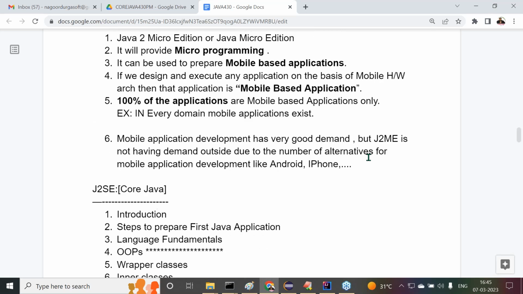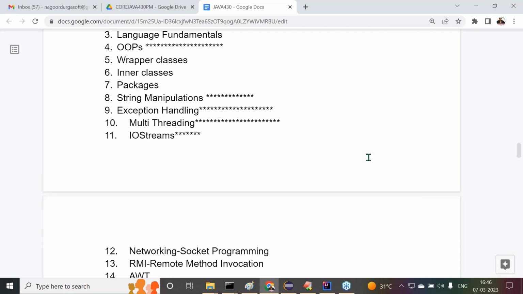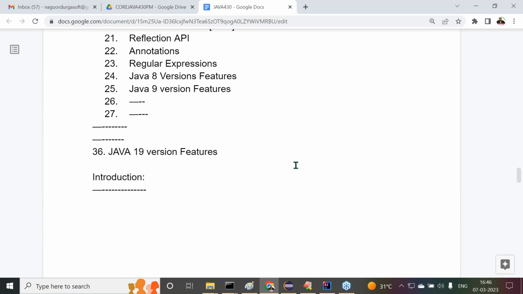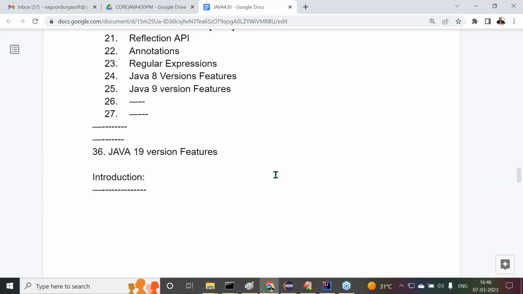Now today we are going to start core Java officially. Alright, in the core Java content, the introduction part, we are going to start today onwards. Before going to start our content, I must share every day classroom notes to you.